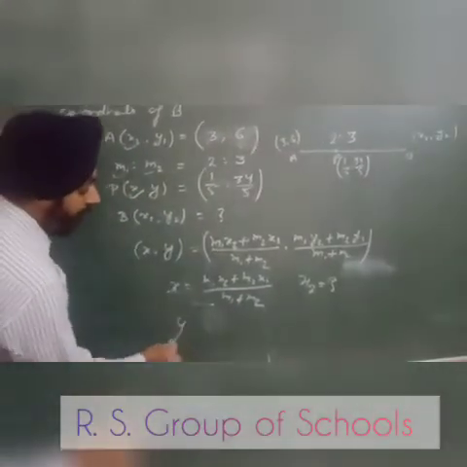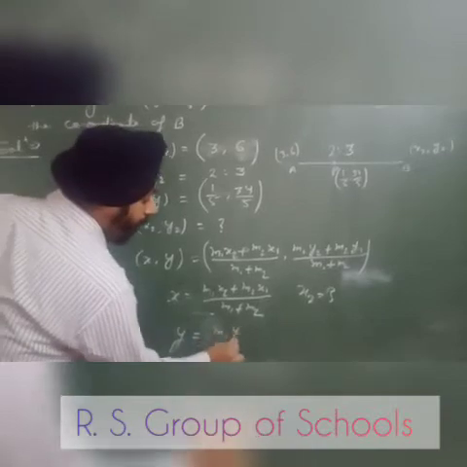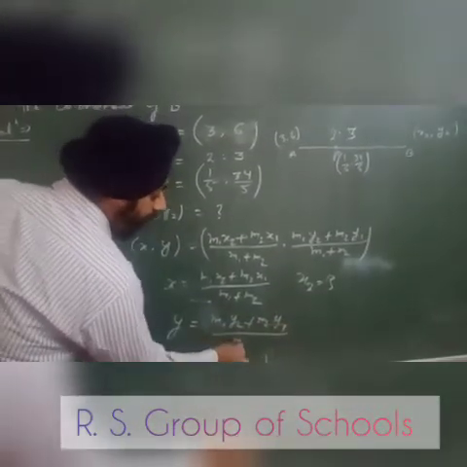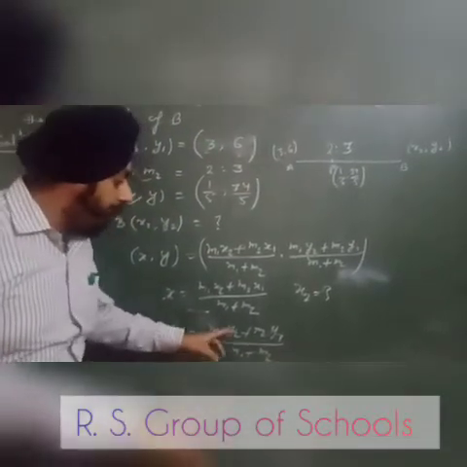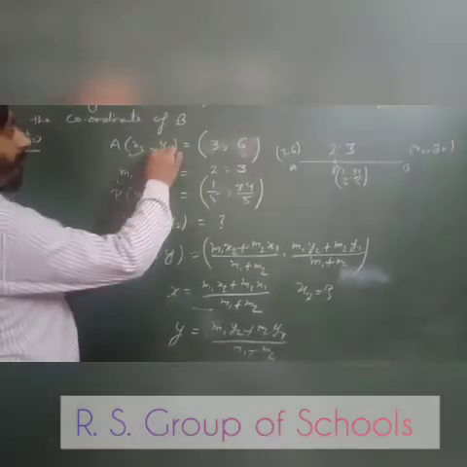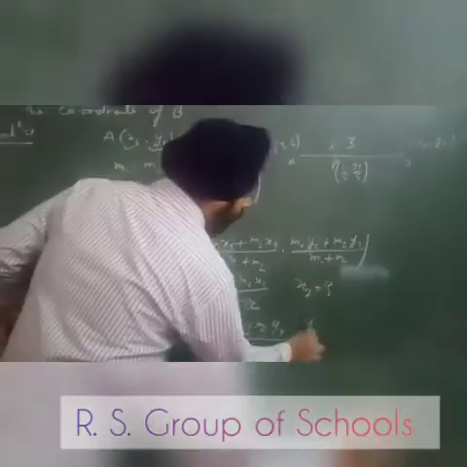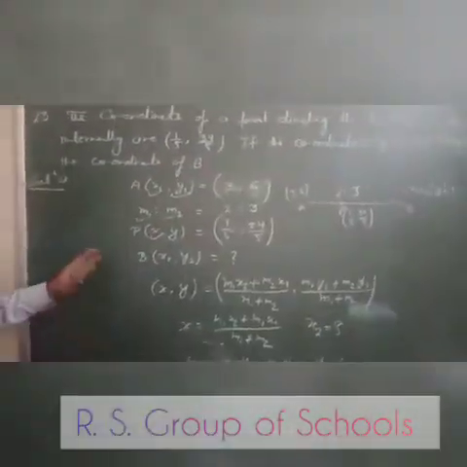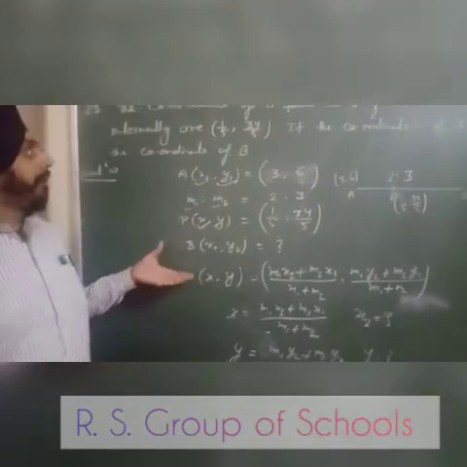In this way we take the formula y = (m1 y2 + m2 y1)/(m1 + m2). We put the values of y, y1, m1 and m2 in this formula and we find y2. In this way we find the point B (x2, y2). All students solve this. If any problem, then ask me.